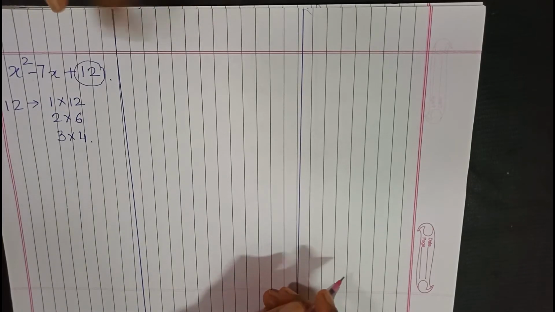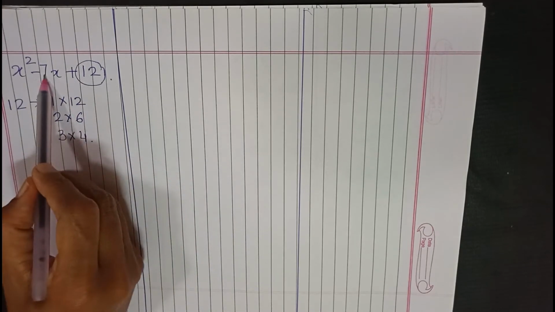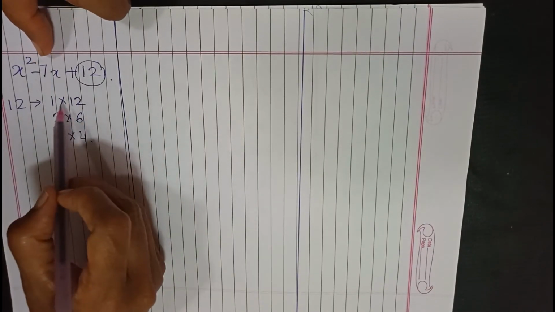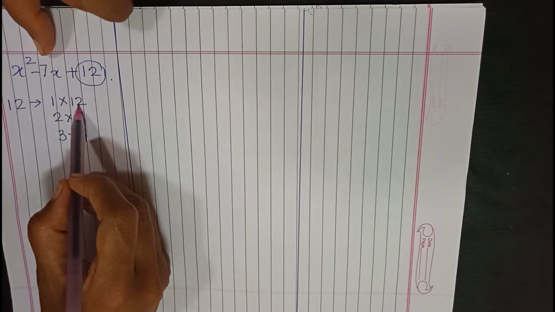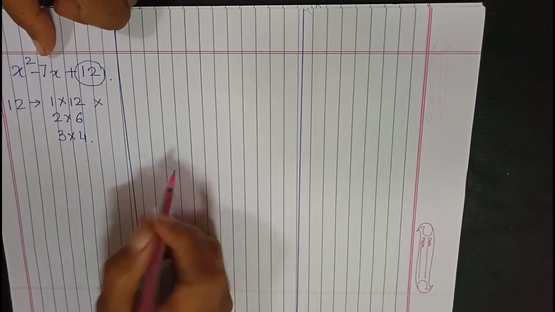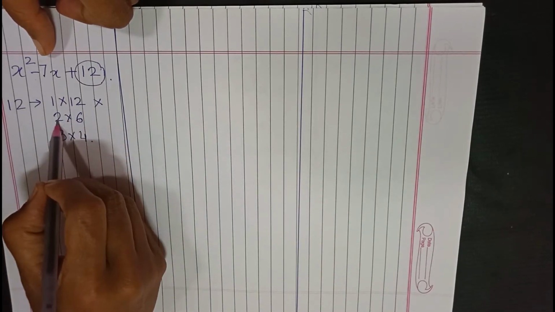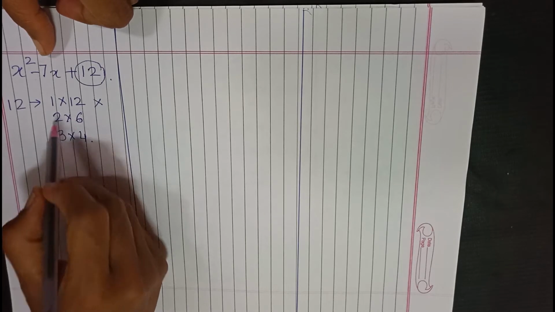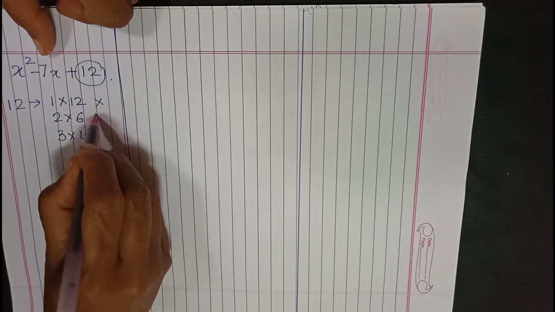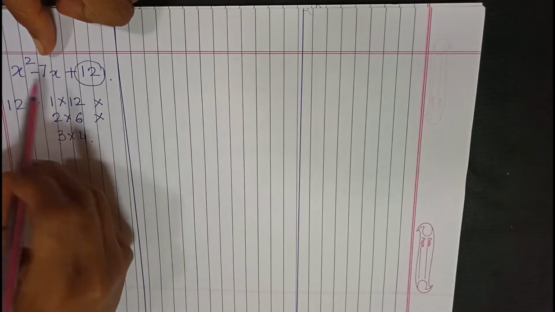Now let us again check which numbers on addition or subtraction will give us the middle number 7. 12 plus 1 is 13 and 12 minus 1 is 11. So it is not giving us 7 either on addition or on subtraction. 2 and 6: 6 plus 2 is 8 and 6 minus 2 is 4. So again it is not giving me 7. 3 plus 4 is 7.